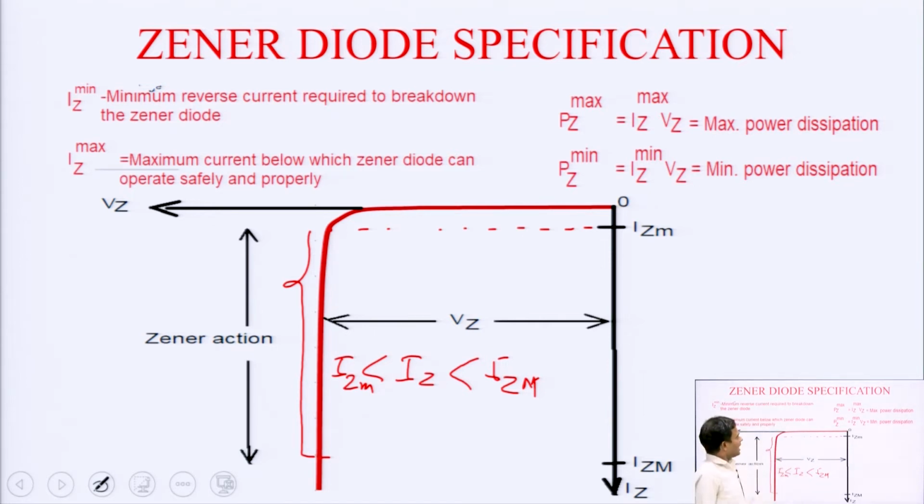Now, there are two values of power dissipation, Pz minimum and Pz maximum. For minimum Zener current, there is a minimum power dissipation, minimum heat dissipation, and for Iz maximum, there is the maximum power dissipation. This means Pz max is equal to Iz max into Vz, and Pz minimum is equal to Iz minimum into Vz, since Vz remains constant.